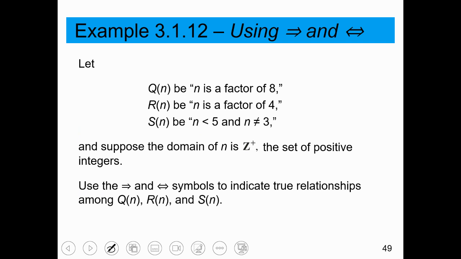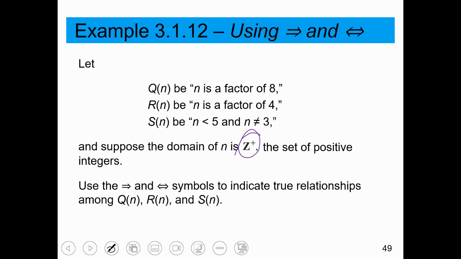All right, so we have three predicates here, Q of n, R of n, and S of n. Q of n: n is a factor of 8. R of n: n is a factor of 4. S of n: n is less than 5 and n is not equal to 3. Suppose the domain of n is Z plus, the set of all positive integers. Then use these symbols to indicate the true relationship among these.